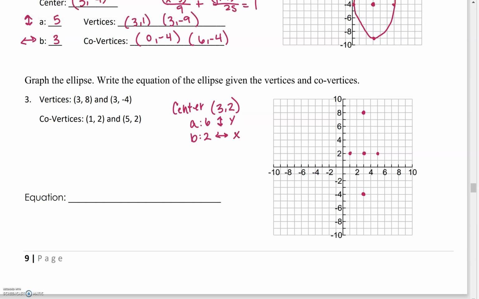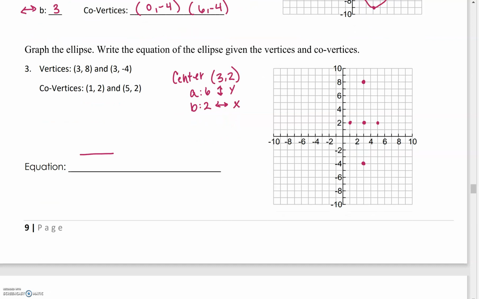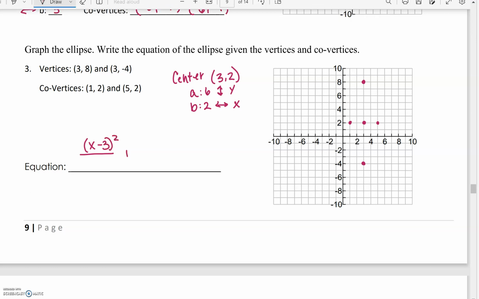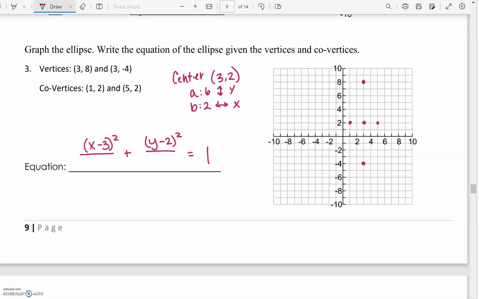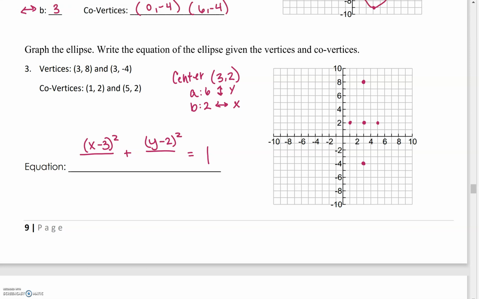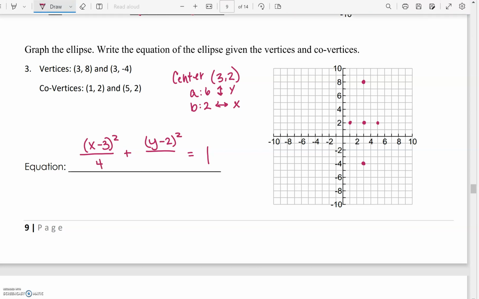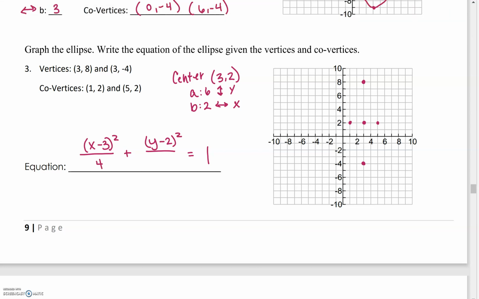So when I go to put this in here, I know I'm going to put my center with my 3 here with my x, so x minus 3 squared. I'm going to have a plus, then my y minus 2 squared. I know it's going to equal 1, and then I'm going to put my b here, because it is with the x, so that's 2 squared, and then my a is going to go here because it's vertical, so 6 squared is 36. There we go. Oh, and I got to finish actually drawing my ellipse here. There we go.